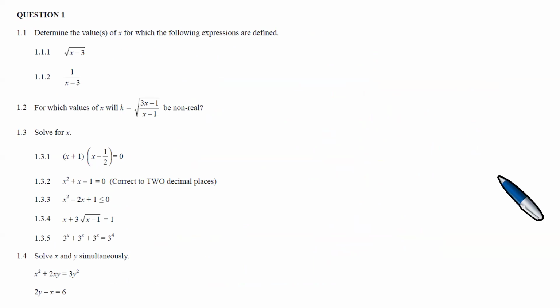Right, so the next question is a very, very interesting one. We want to determine the values of x for which the following expressions are defined. Right, if you give it, for instance, the square root of x minus 3, for what values of x is this one defined? Anyone? For which values of x is that one defined? Who knows the answer?